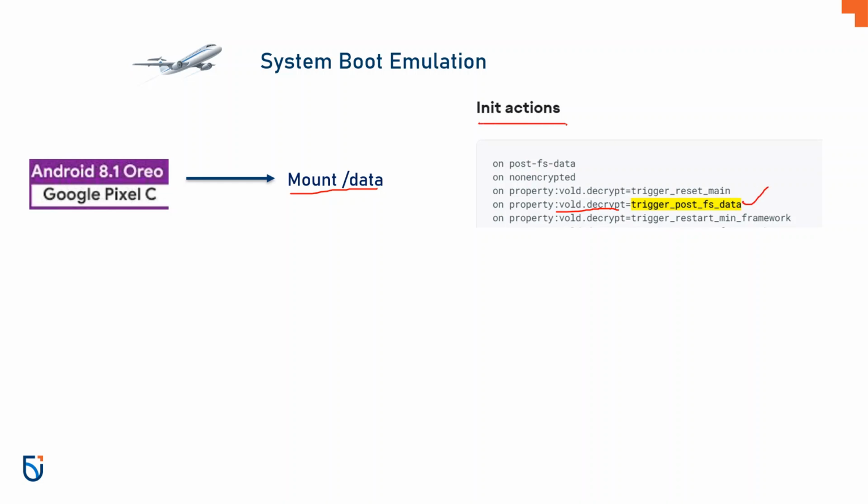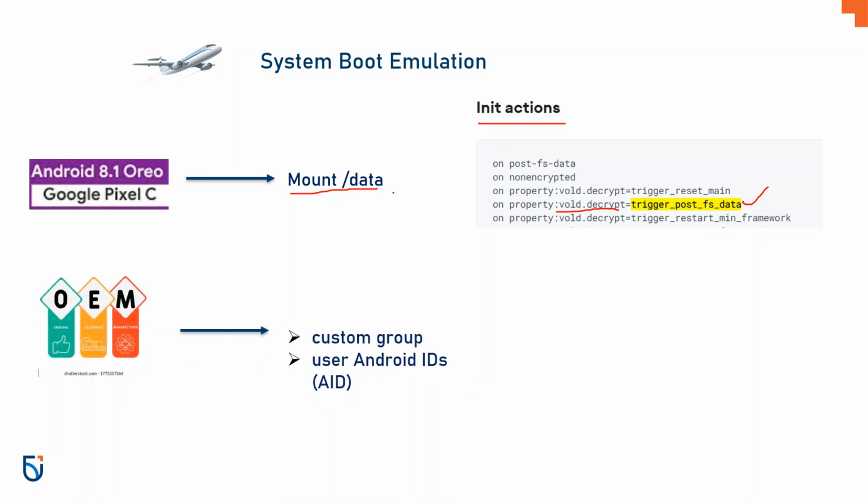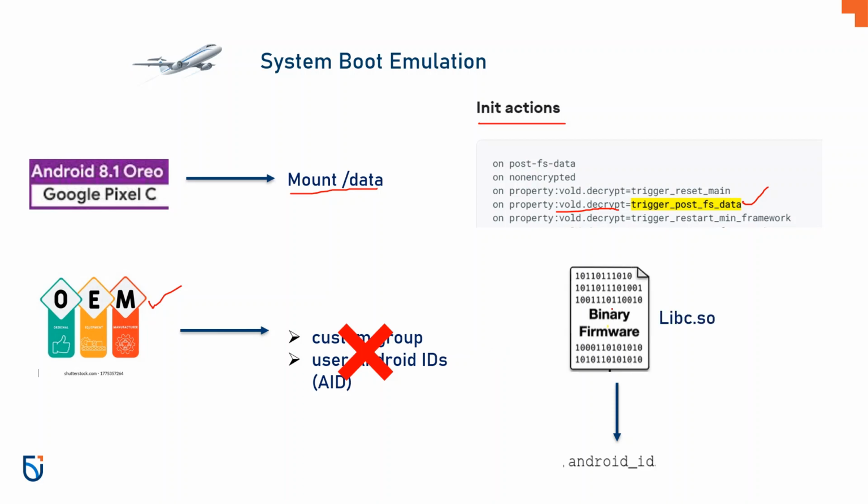The second one: the author discovered another behavior associated with the OEM, the original equipment manufacturer. They add their custom groups and user IDs that deviate from the Android platform, so the tool is unable to map these names to the existing IDs in the extracted Android files. To fix that, they extract the Android IDs from the Android libc.so binary file in order to overcome all these challenges while emulating the booting system.